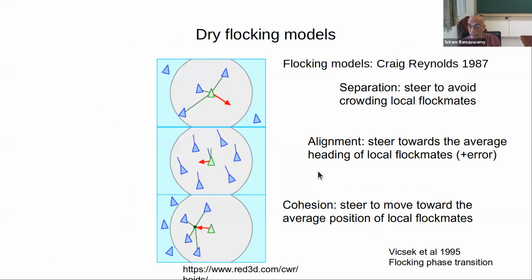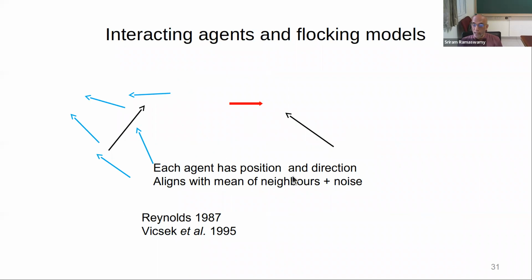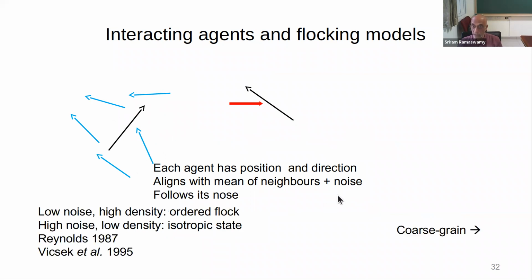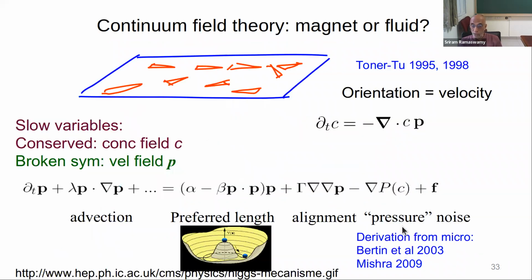If you take that kind of kinetics, that is, a kinetics in which you have particles, each of which has a position and a direction, aligns with the mean of its neighbors plus a bit of noise, and then moves in the direction in which it's pointing, and coarse grain it, you will end up getting equations of exactly that form. You will also end up getting a coupling to the concentration, as I said last time. So this is the pair of equations you'll get.